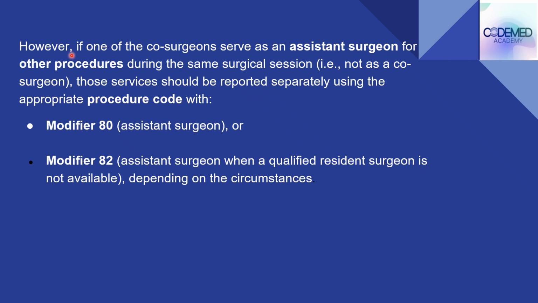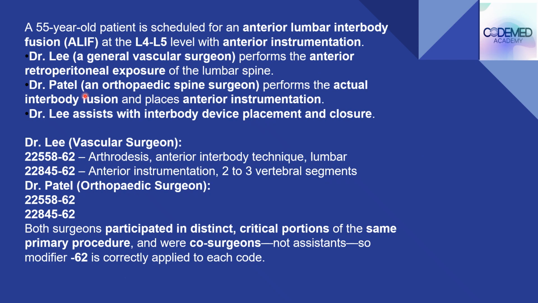Now, when not to use a modifier 62: if one of the co-surgeons transitions to serve as an assistant surgeon for the other procedure during the same surgical session, those services should be reported separately using the appropriate procedure code, like modifier 80 for the assistant surgeon and modifier 82 for the assistant surgeon when a qualified resident surgeon is not available, depending on the circumstances. So these two modifiers we use for the assistant surgeon, not the primary surgeon. So let us take an example.